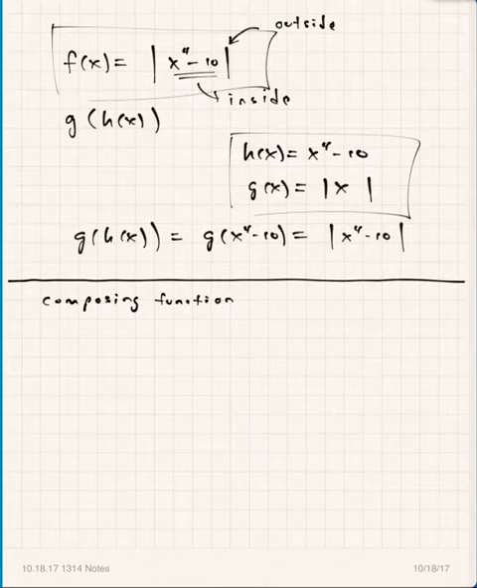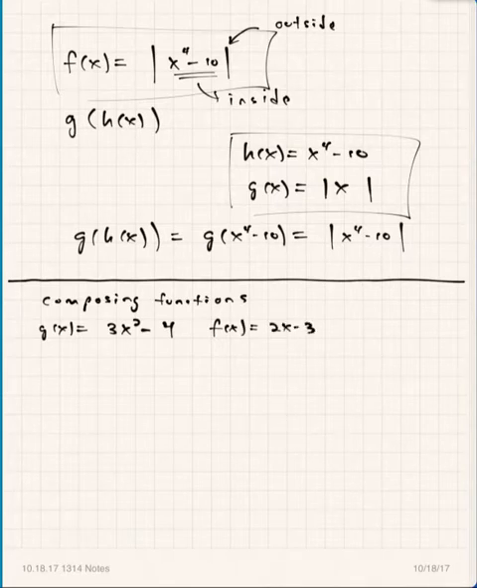So actually composing some functions, not calculating values, not decomposing functions into two smaller pieces, but taking the two smaller pieces and actually composing them to create a bigger function, a composition function. So let's say g of x is 3x squared minus 4, and f of x is 2x minus 3. I would look at two different compositions.